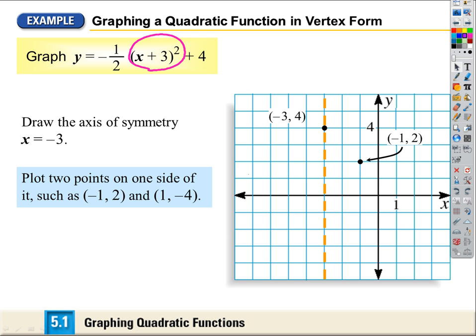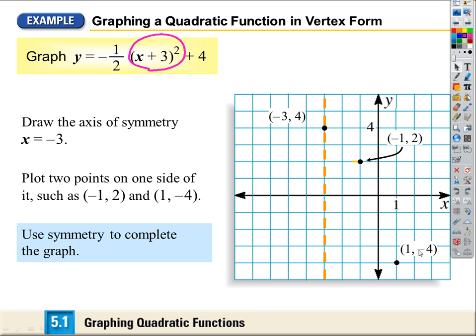Okay, and they graph 2. We could probably get by with just that 1. That's all we really need. Reflected over the axis of symmetry to get the cousin point. Connect in a U shape, and there's your sketch. Okay, no big deal.